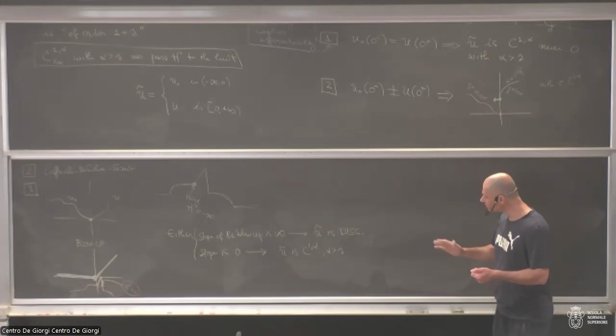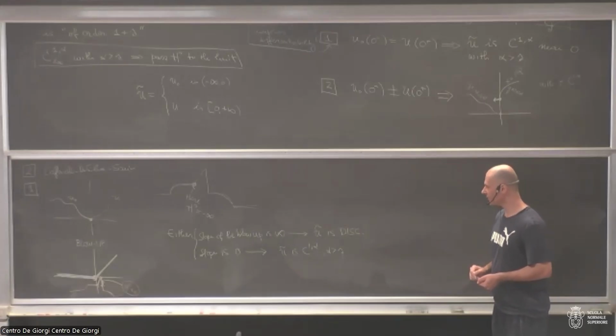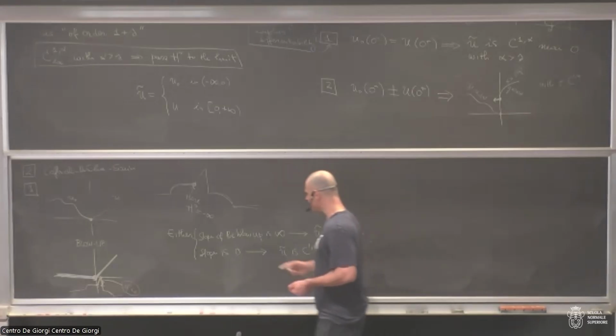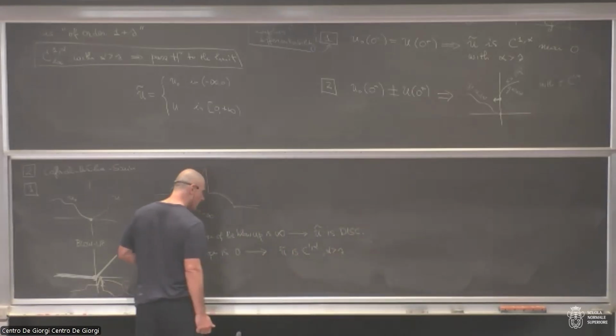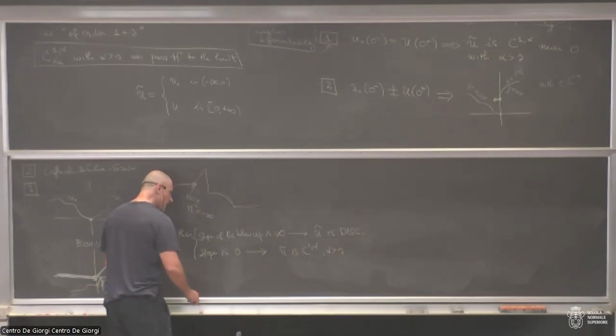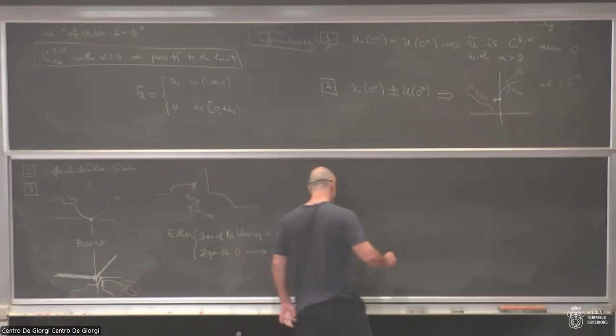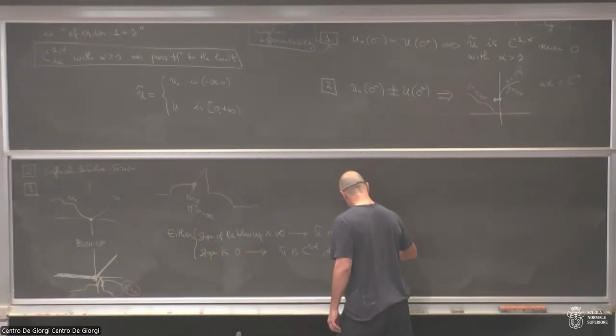Okay, so how do you proceed for this? Well, the second part, the slope is 0, U tilde is C1 alpha. This is based on an improvement of flatness.